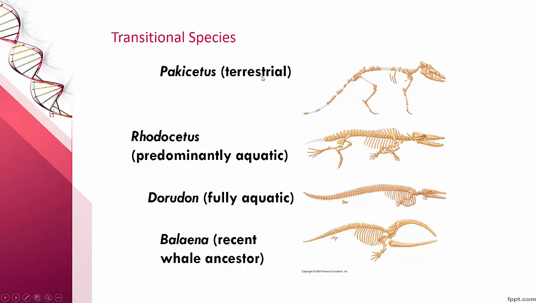But anyway, so we've got a terrestrial Pachycetus. I'm not even bothering trying to say these names. But we've got a terrestrial organism. We've got that organism shifting into the water, predominantly aquatic. And then we have another one which is fully aquatic. And then we have our baleen whale. And this kind of shows you some sort of transition. But finding these transitional forms is really hard.